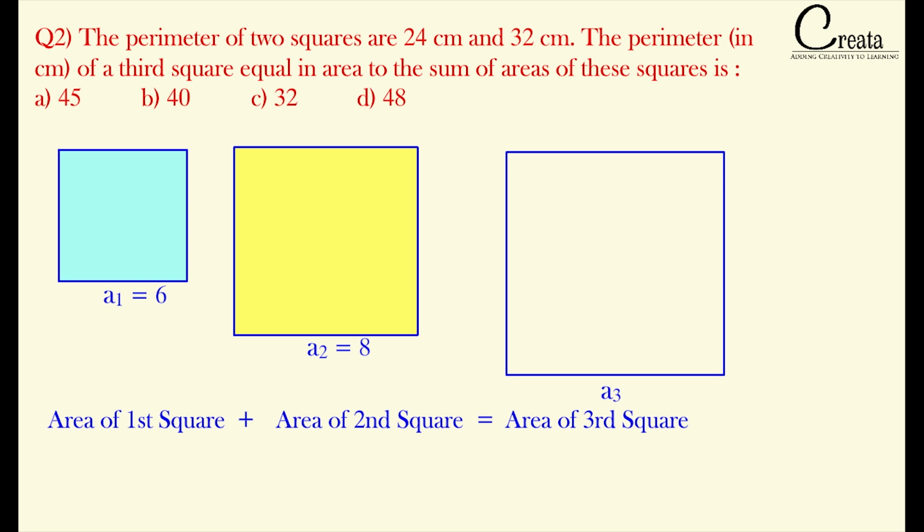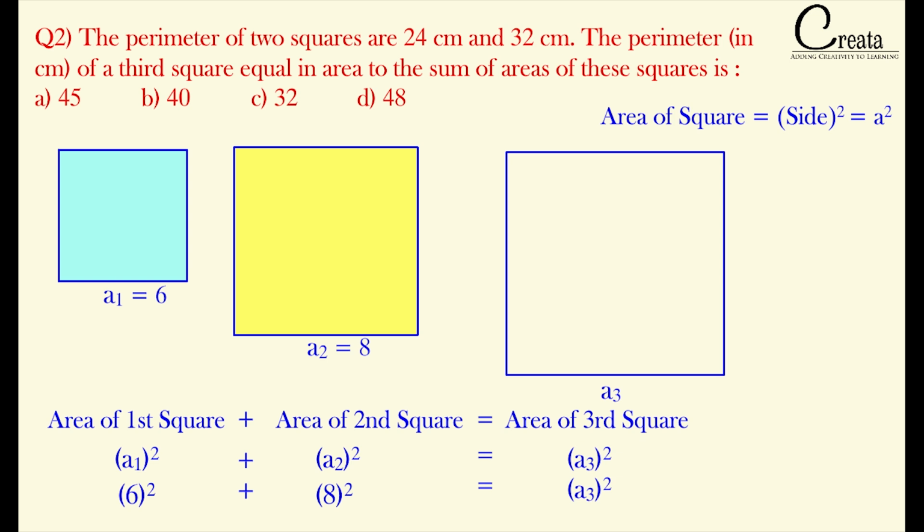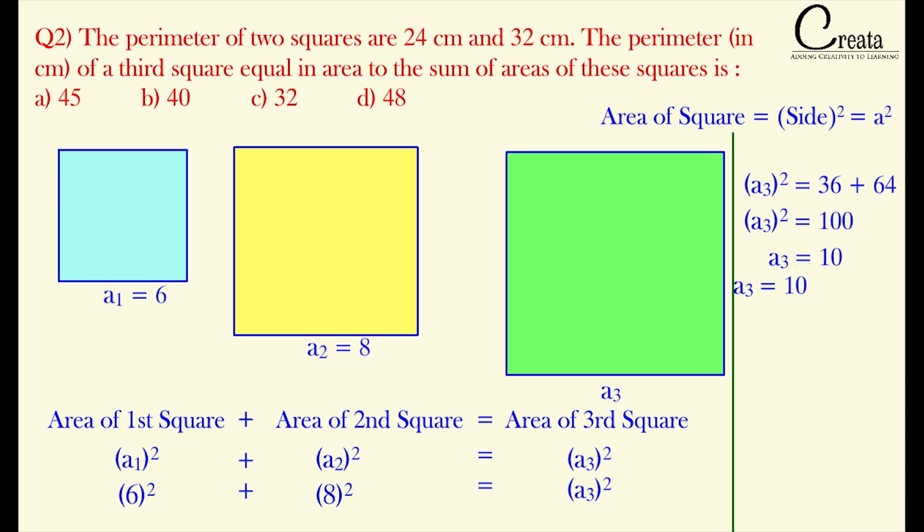And what is the formula for the area of a square? The area of the square is the square of the side, that is A square, where A is the side of the square. The area of the first square is A1 square, the area of the second square is A2 square, and the area of the third square is A3 square. We know A1 is equal to 6 cm and A2 is equal to 8 cm. On putting the values and solving, we got A3, that is the side of the third square, as 10 cm.